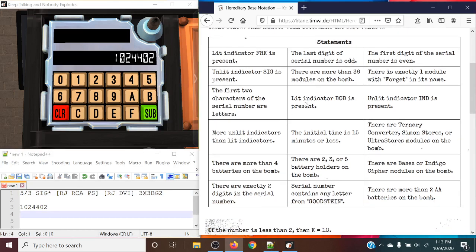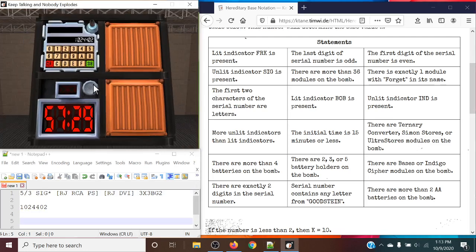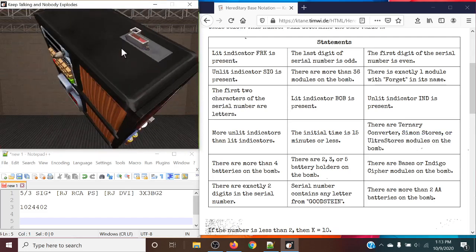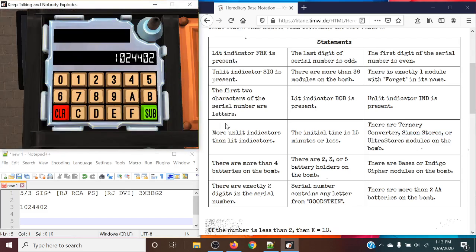A lit indicator BOB is present? Nope. Unlit IND? Nope. More unlit than lit? No, we have 1 lit and 0 unlit, so that's not true. The initial time is 15 minutes or less. We have set our timer to 60 minutes, so that is not true. There are ternary converter, Simon Stores, or Ultra Stores modules on the BOM. No, this is our only module on the BOM, so that is not true.